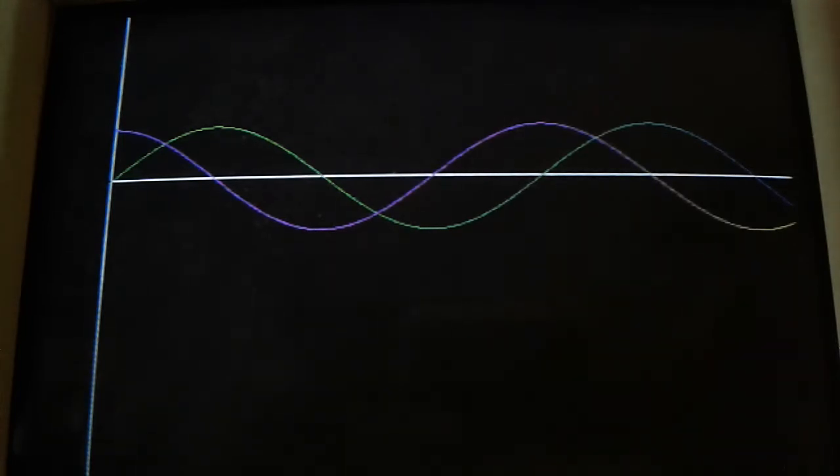Before I go on, try to figure out what the sum of these two waves will look like. You have to add it up point by point. Pause the video and try it first. Okay, here we go.